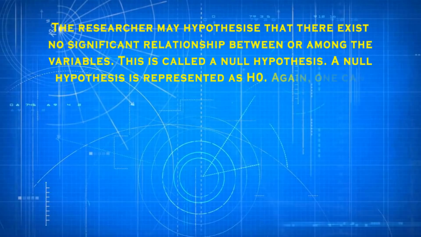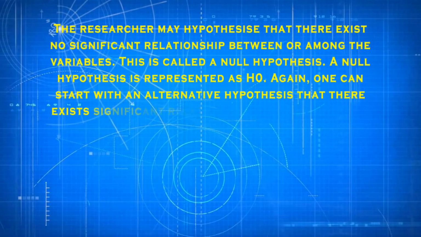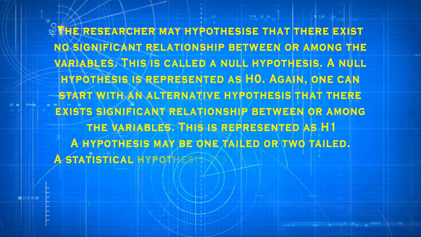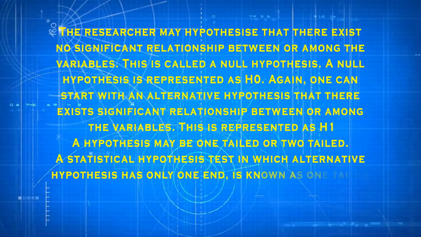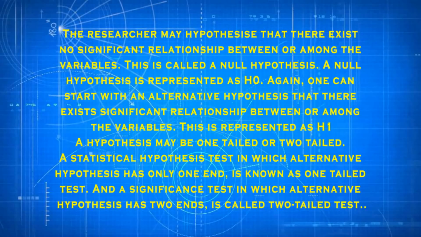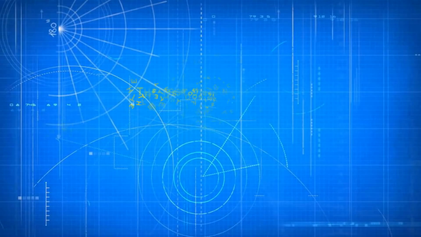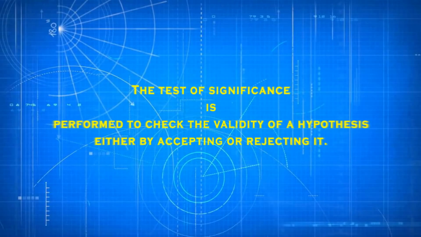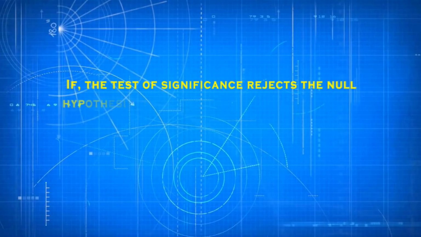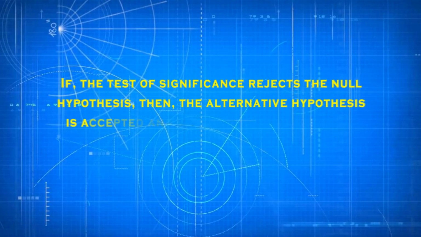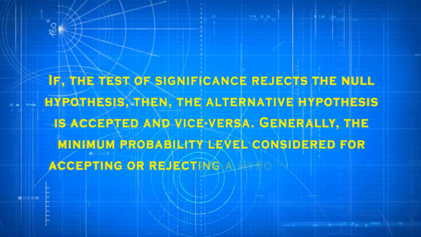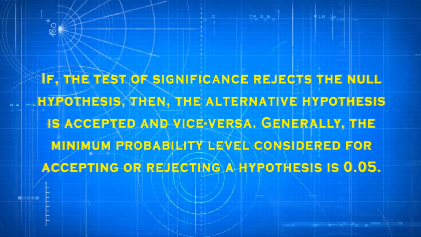This is called a null hypothesis, and this is represented using the symbol H subscript 0. The researcher may also hypothesize that there exists a real difference or real association between these two variables, which is called an alternative hypothesis, which is represented by the symbol H subscript 1. A test of significance is performed to check the validity of the hypothesis either by accepting or rejecting it. If the test of significance rejects the null hypothesis, then the alternative hypothesis is accepted, and vice versa. Generally, the minimum probability level which is considered for accepting or rejecting a hypothesis is 0.05.